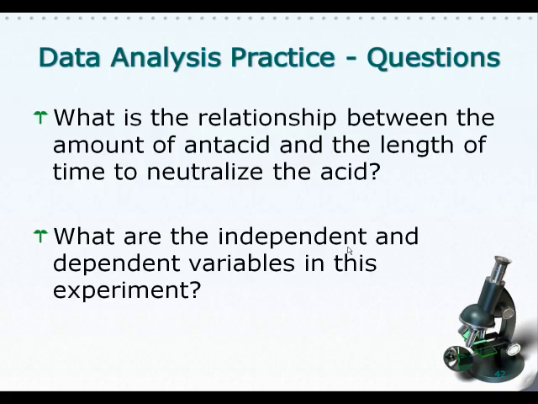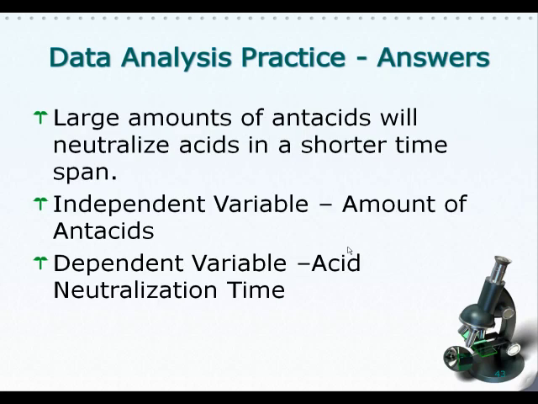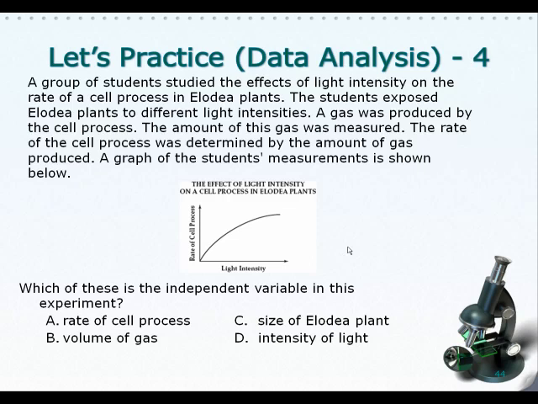These are your questions. What is the relationship between the amount of an acid and the length of time to neutralize the acid? What are the independent and dependent variables in this experiment? Here are your answers. Large amounts of antacids will neutralize acids in a shorter time span. Your independent variable will be the amount of antacids. Your dependent variable, acid neutralization time, because it is going to respond to the antacid or the amount of the antacid.